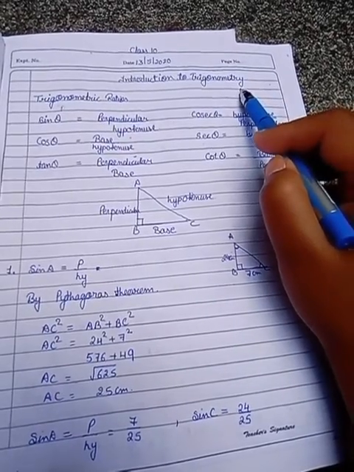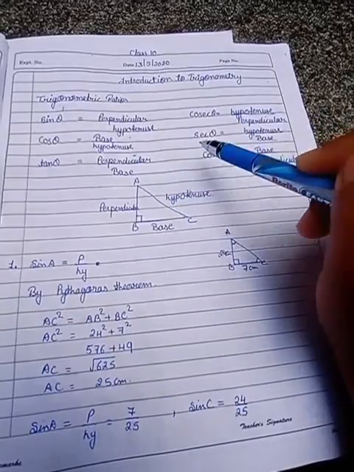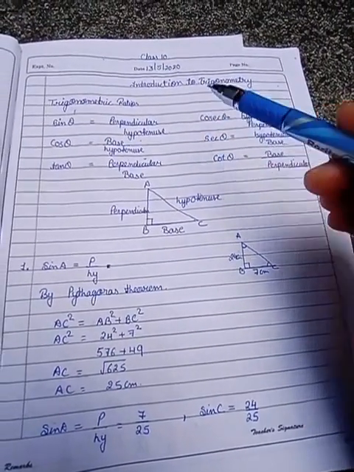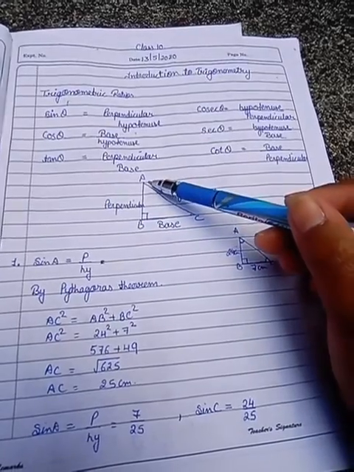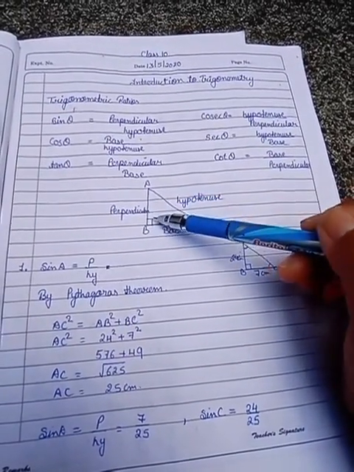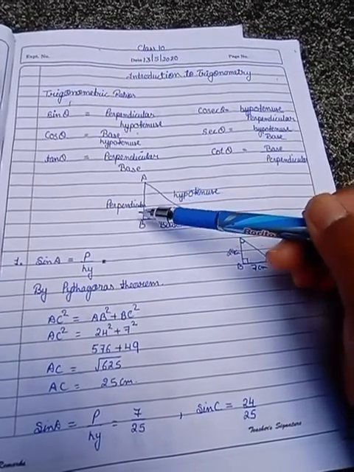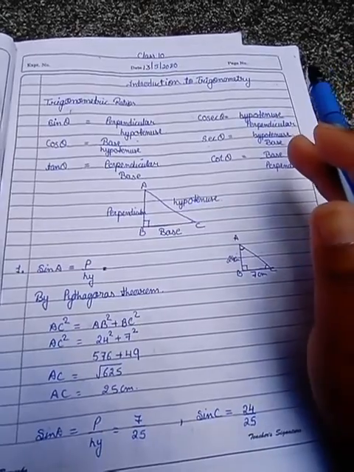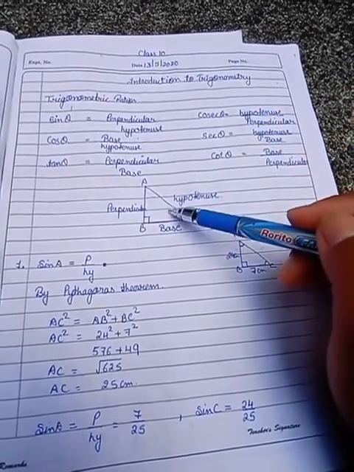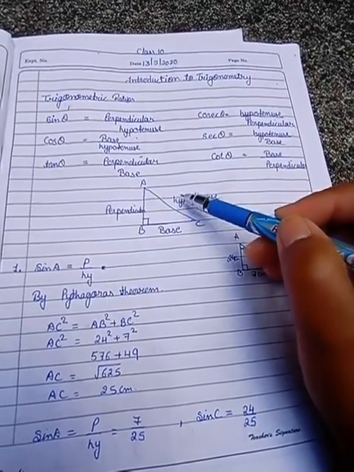First of all, for understanding the concept of introduction of trigonometry, let's first revise the properties of a right angle triangle. As we know, in a right angle triangle there are three sides called hypotenuse, perpendicular and base. So basically this chapter is based on right angle triangle only.